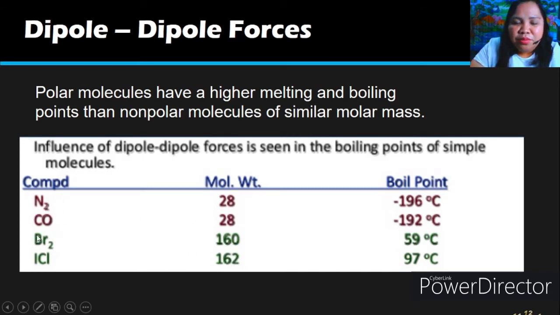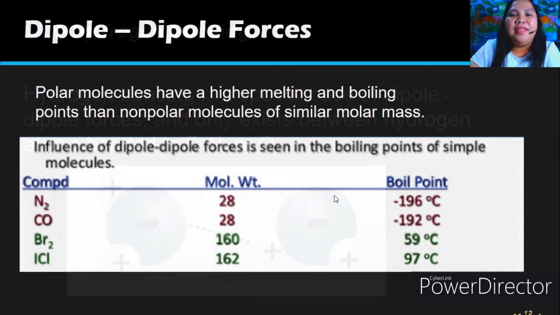Comparing that to the polar molecules, they have higher boiling point and melting point because of these intermolecular forces. We have to have a great amount of energy in order to break that one. Okay? In order to break that, so those are the dipole and dipole intermolecular force.